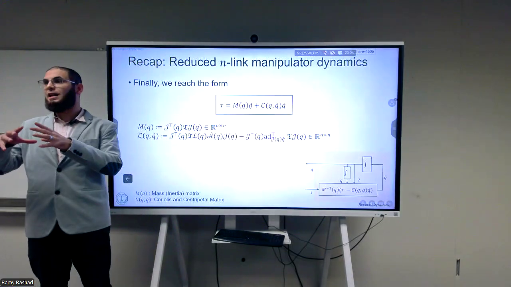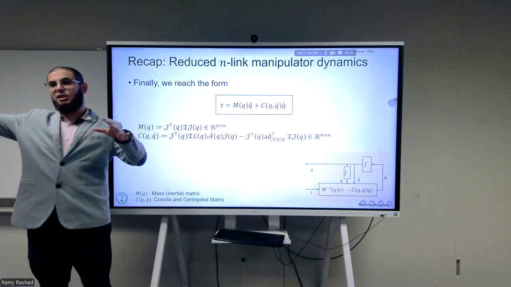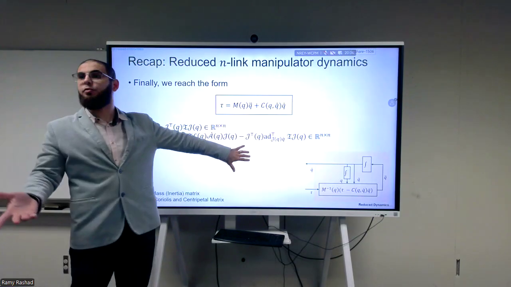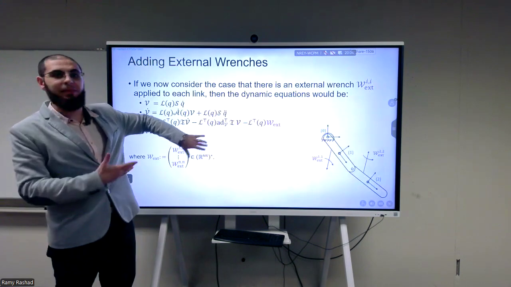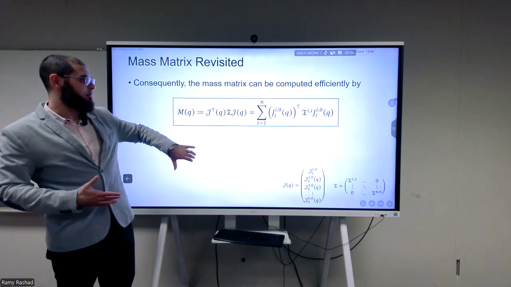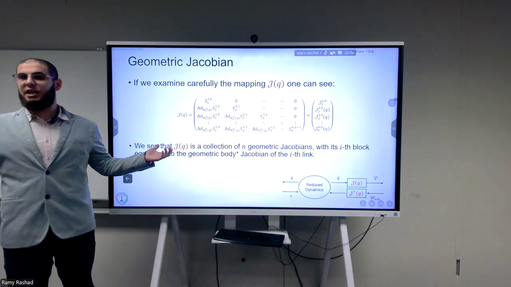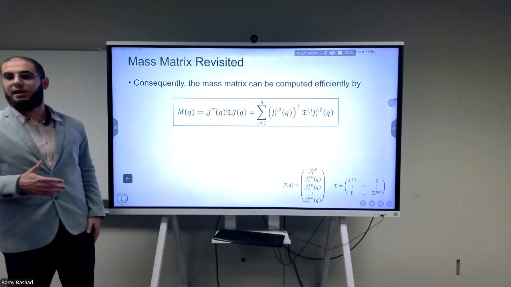This huge matrix is nothing else than the collection of all of the geometric Jacobians. You see how important the geometric Jacobian is and how it makes our life easier to do all of these expressions. So this is the J of Q. And just as a check for yourself, that's something we did last time.